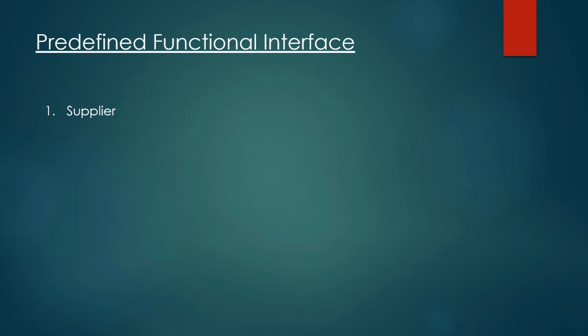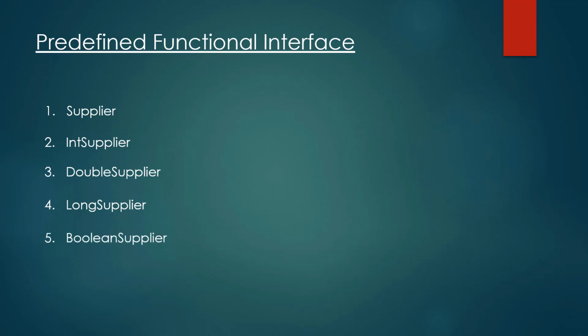Now, what if we know what type of return type, what type of output we are providing from this predefined functional interface? For example, if we know the output we are going to give is int only, then instead of the Supplier predefined functional interface, we will use IntSupplier. If the output is double, then we will use DoubleSupplier. If the output we are going to provide is long, then we will use LongSupplier. And if the output we are going to deliver is boolean, then we will use BooleanSupplier.